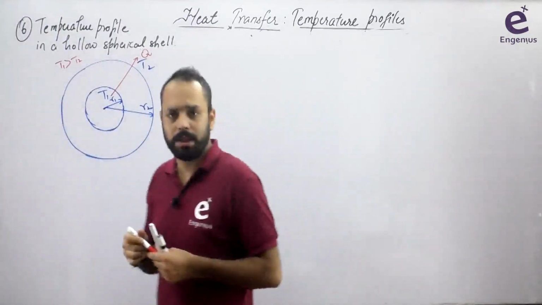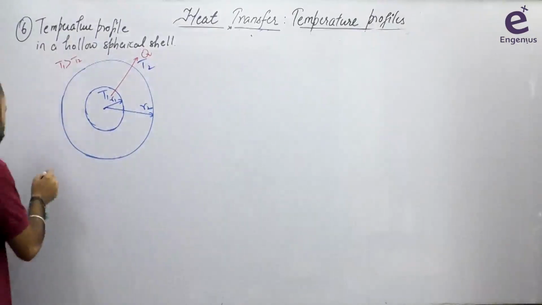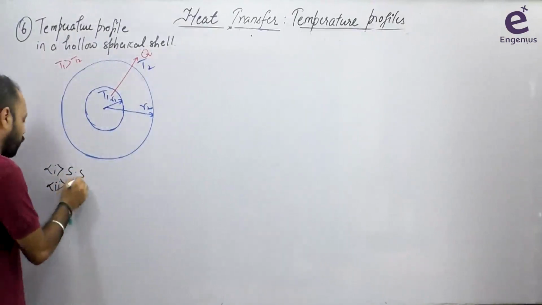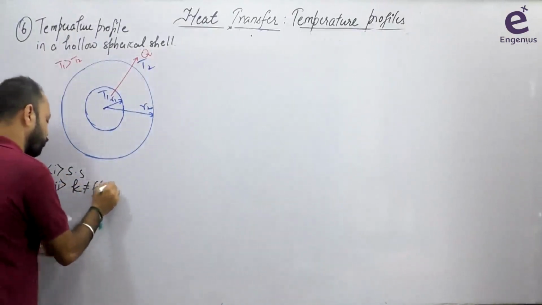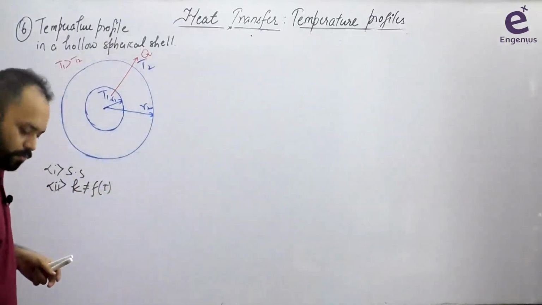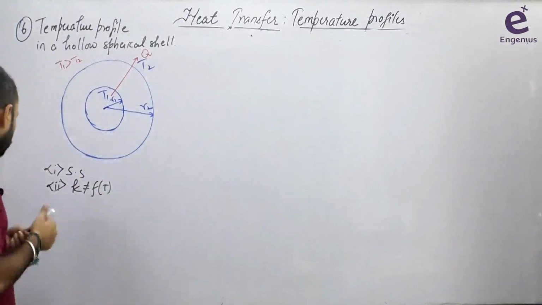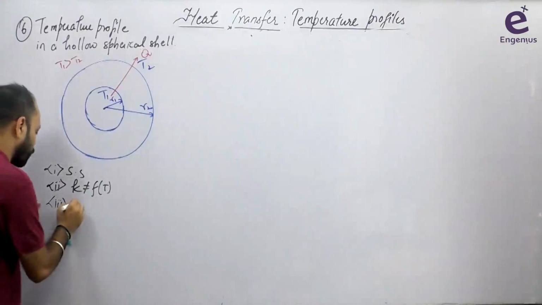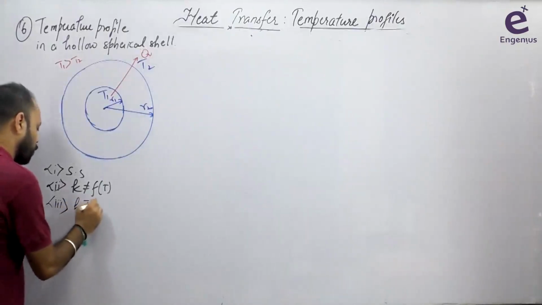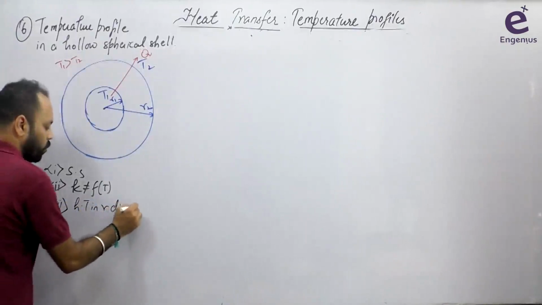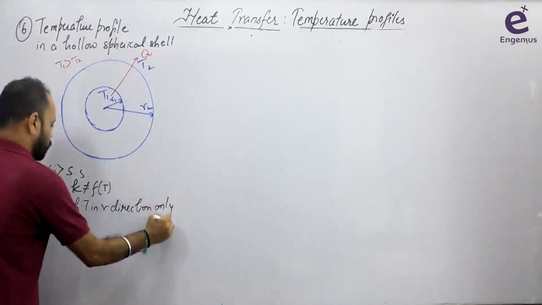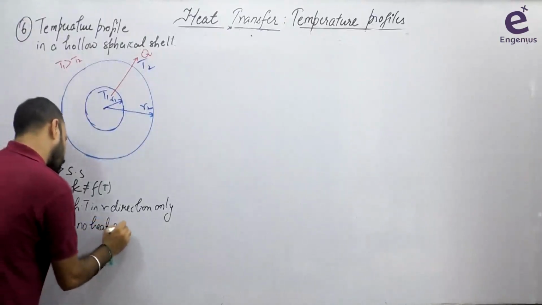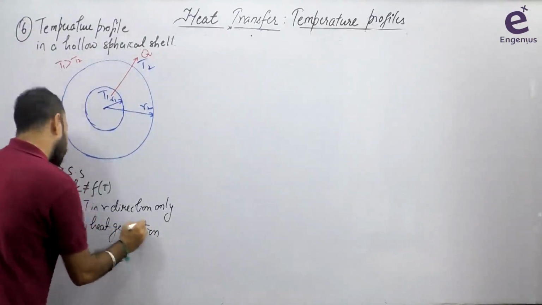जो आपको इस इक्वेशन बताई थी, पहले assumptions लिख लेते हैं. First assumption is again steady state. Second assumption, K is not a function of temperature. Fine. Third assumption, yeah, radial direction. Heat transfer in R direction only, radial direction only. Fourth, no heat generation. This is my sixth case.